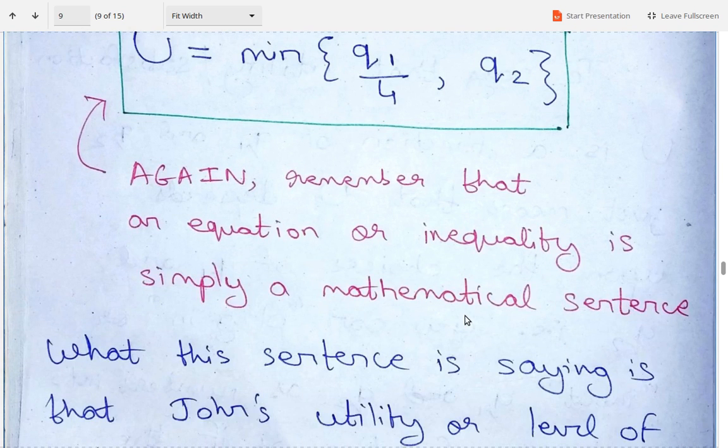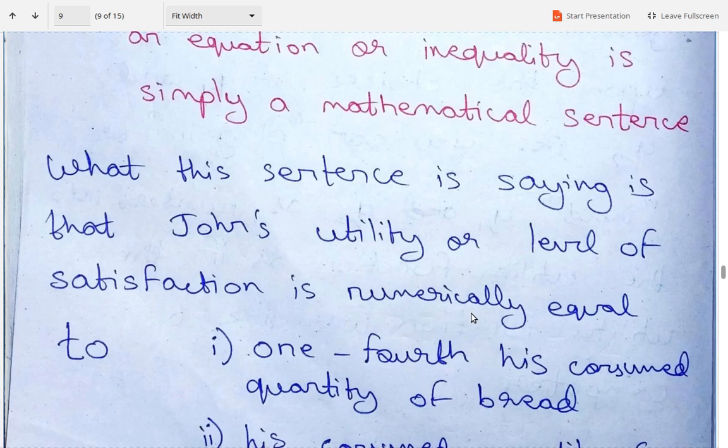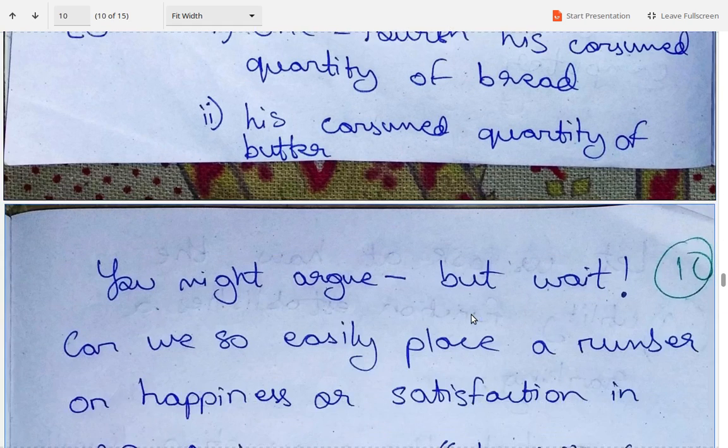Again, remember that an equation or inequality is simply a mathematical sentence. So what this sentence is saying is that John's utility or level of satisfaction is numerically equal to 1/4 of his consumed quantity of bread, and equal to his consumed quantity of butter.